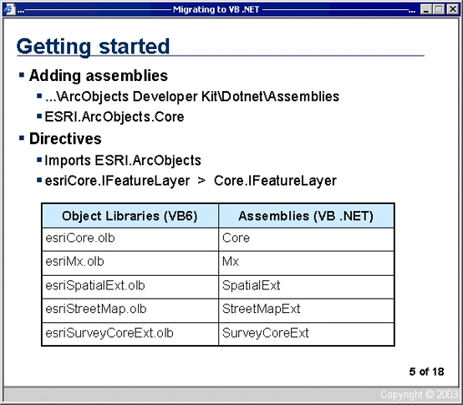Once you've added your assemblies, you'll create directives using an imports statement. Once you've done this, you'll be able to use shortcut assembly references in your code. This is analogous to using the ESRI Core library reference in your Visual Basic 6 ArcObjects applications. And as you can see in the table, each of the ESRI assemblies is associated with an ESRI type library.